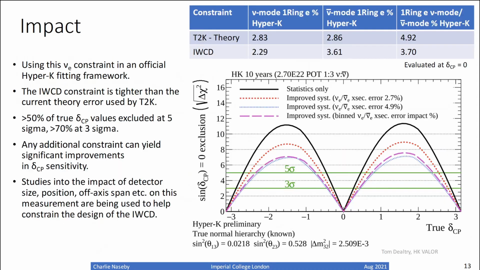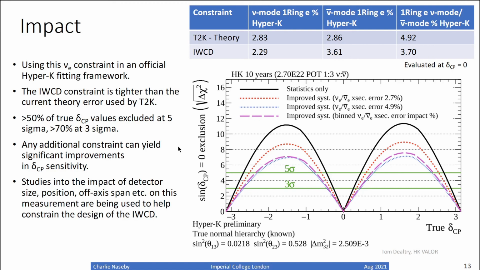So this is helpful. If we take these parameterized cross-sections and apply them to the signal event distribution at our far detector, we can look at the resulting uncertainties in the event rates as a result of this cross-section uncertainty. So here we have the uncertainty on the ratio of the number of electron neutrino events to the number of electron antineutrino events at Hyper-K, with the theory-only constraint giving us an error of about 4.9% on this ratio. Using the results of the IWCD, we can reduce this down to about the 3.7% level, so a significant improvement.